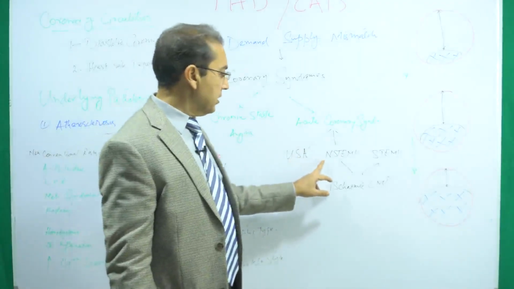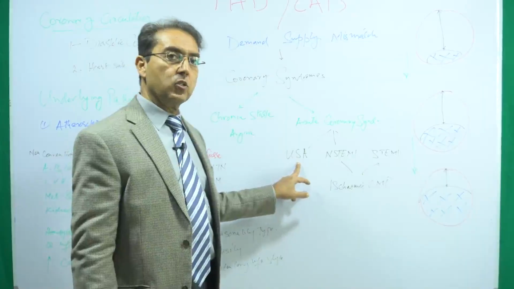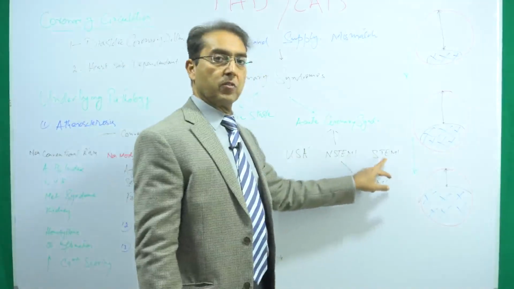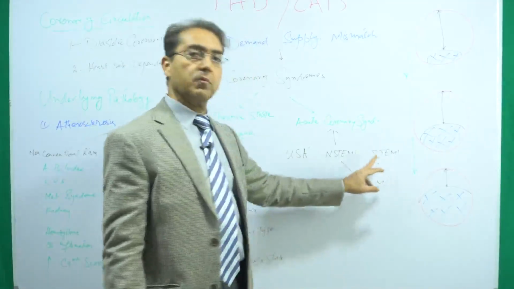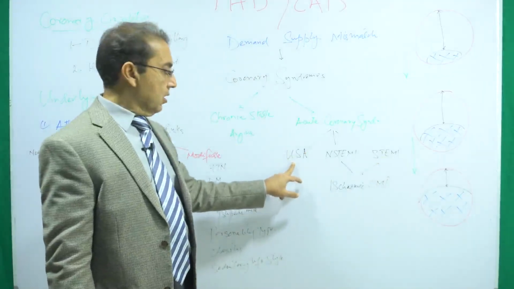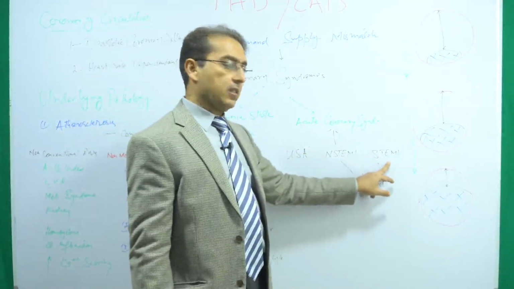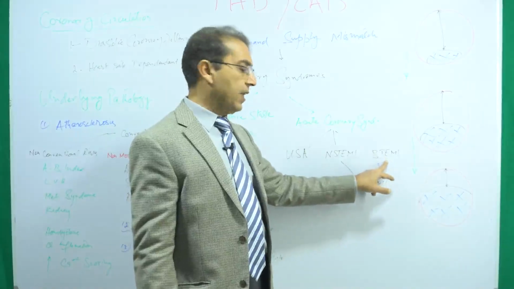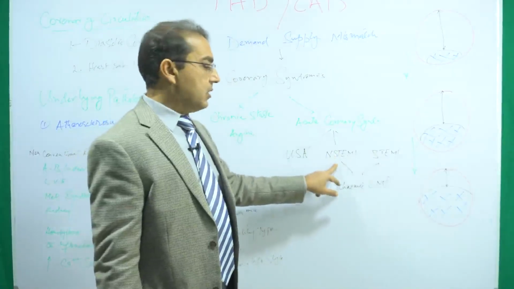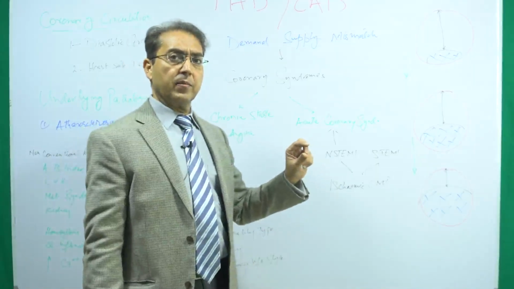Now, we differentiate unstable angina from these two conditions in that in unstable angina, there is no necrosis of the myocardium, while in these two conditions, there is necrosis of the myocardium. A certain portion of the myocardium becomes dead, while in this, there is no necrosis of the myocardium. Now, what is the difference between NSTEMI and STEMI? STEMI is ST elevation MI, and this is non-ST elevation MI. Non-ST elevation MI means partial thickness infarction.